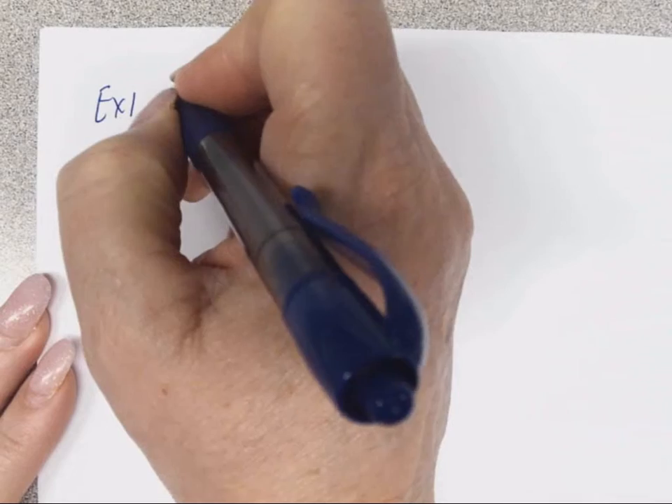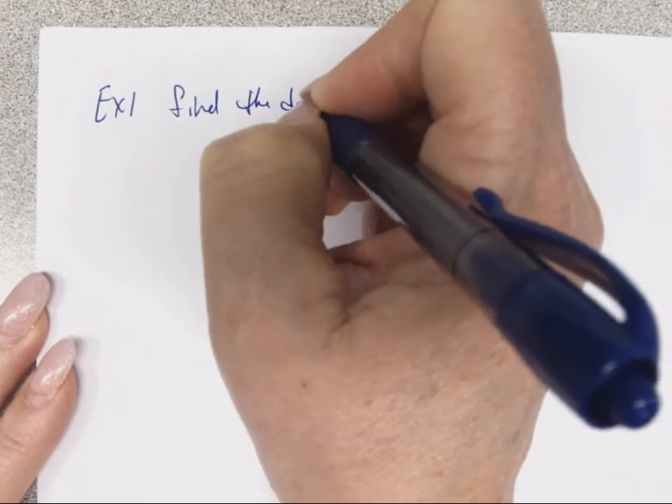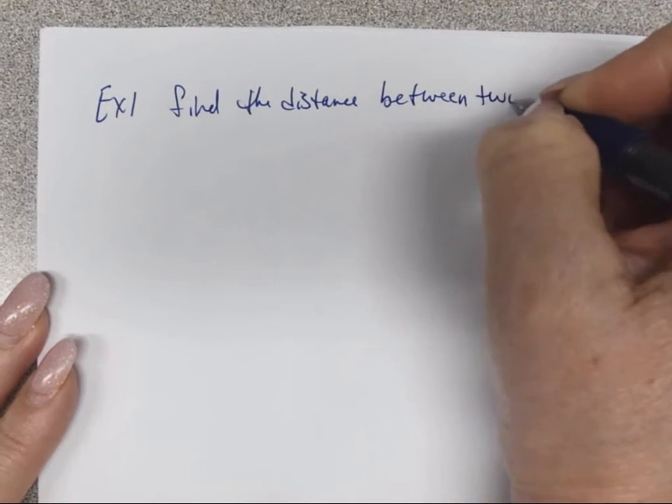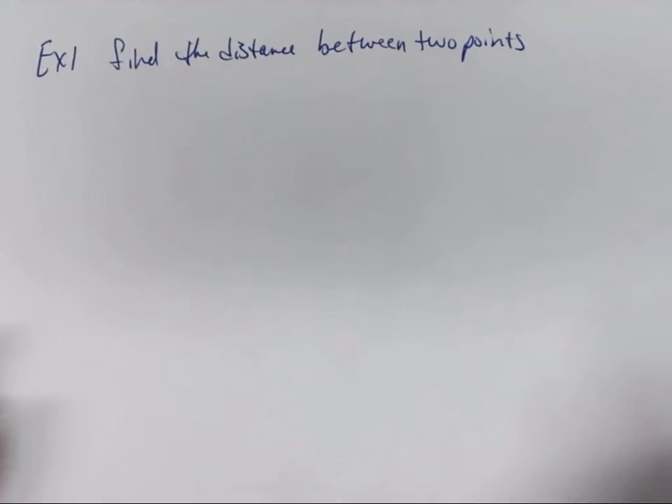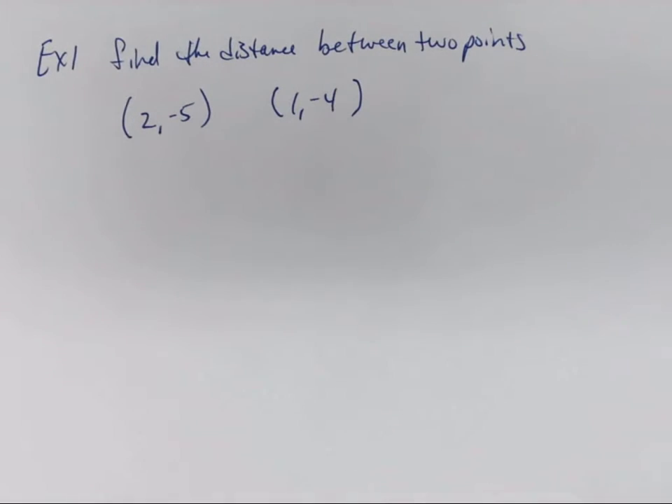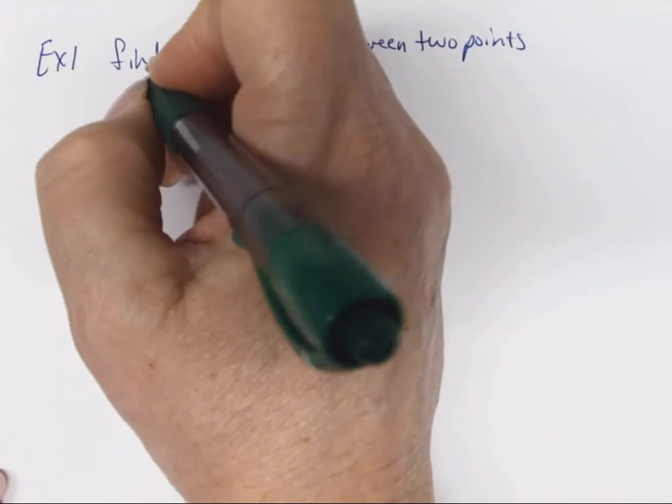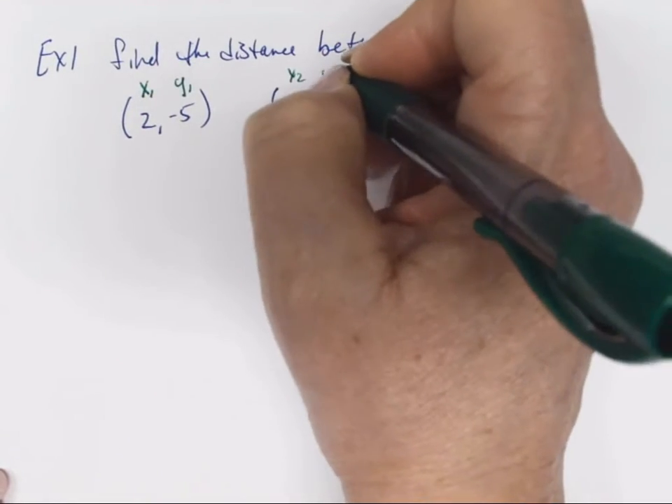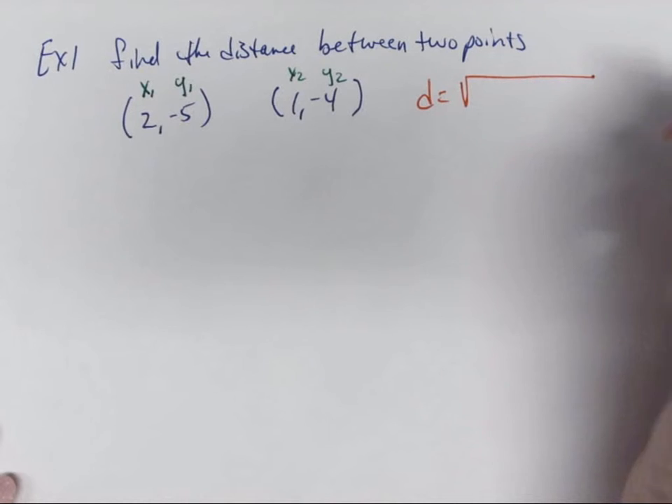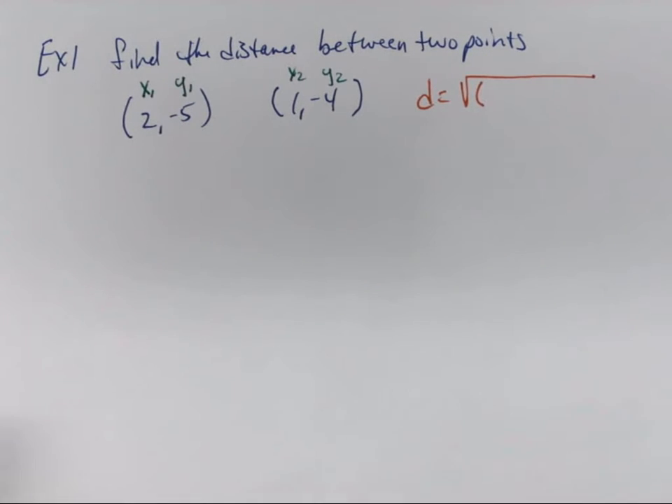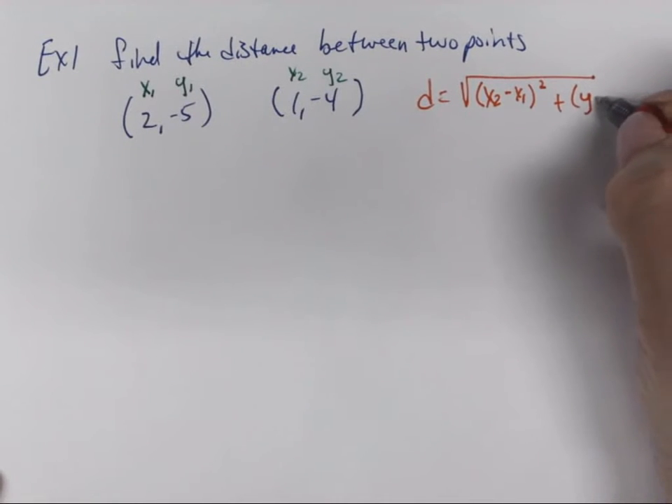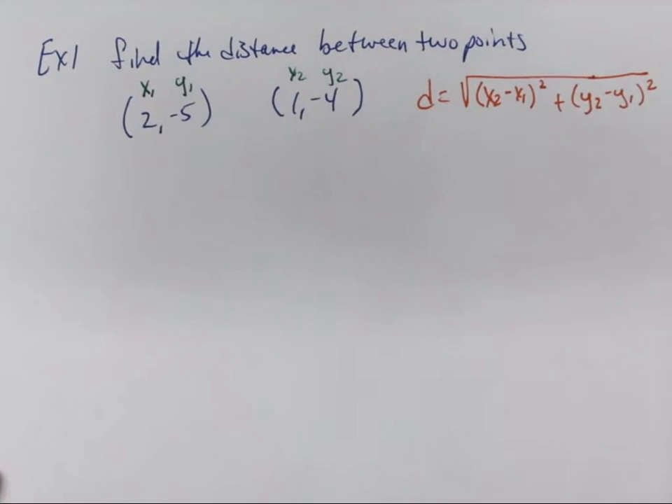So the first one we are going to do, example one, we are going to find the distance between the points. All right, so our points are 2, negative 5, and 1, negative 4. So the thing I'm always going to suggest to you is to label your points x sub 1, y sub 1, x sub 2, y sub 2. And recall that our formula is d is equal to that square root of the difference between our x's, so x sub 2 minus x sub 1, plus our y's, y sub 2 minus y sub 1. And they're both being squared.